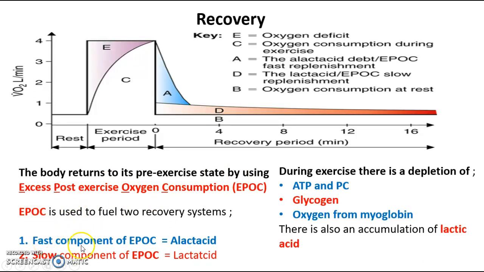You look here, the fast component I've just coloured in blue. In our last session we specifically looked at how ATP and PC were recovered, or synthesized, or replenished via endothermic reactions, and we also had a look at how this fast component of EPOC allowed us to create the oxygen in order to form oxymyoglobin and oxyhemoglobin. Now, what we've got left, as you can see in the red, is glycogen and lactic acid. These are the negative things that happen in exercise. We can now have a look at how the final two things are replenished during our slow component of recovery. So let's have a look.